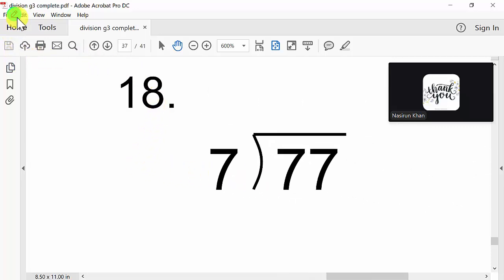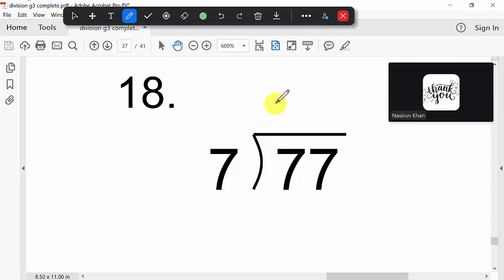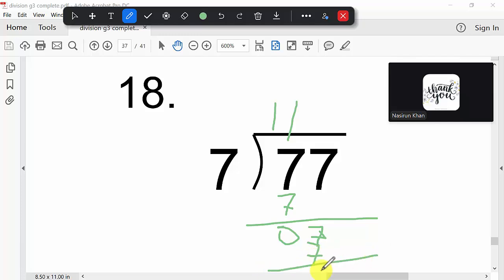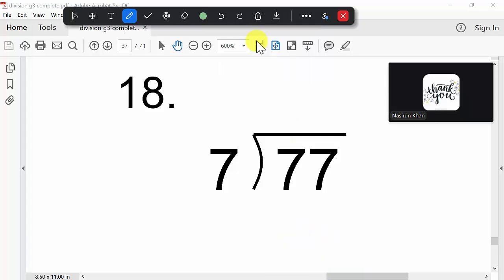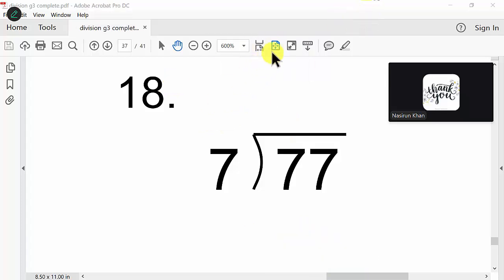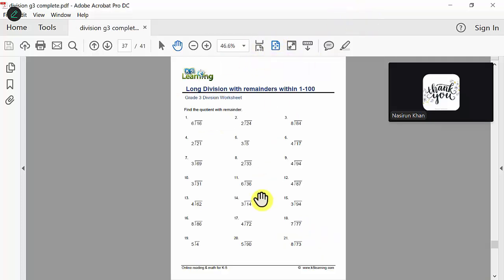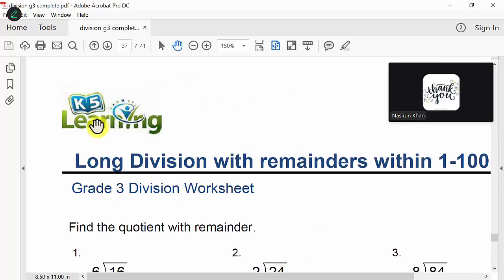77 divided by 7. 7 divided by 7 is 1. 1 times 7 is 7. So this one is nothing or 0. We drop 7. 7 divided by 7 is 1. 1 times 7 is 7 again. So remainder is 0. So the answer is 11. Okay, let's see whether that's the last number. No, we still have number 19, 20, and 21. Okay, let's do all of them.